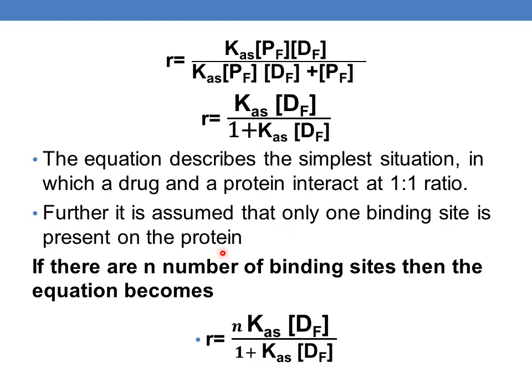And if there are n number of binding sites, then the equation becomes R is equal to n Ks DF by 1 plus Ks DF. This term is used if there are n number of binding sites, where n is the number of binding sites. So the final equation is R is equal to n Ks DF by 1 plus Ks DF.